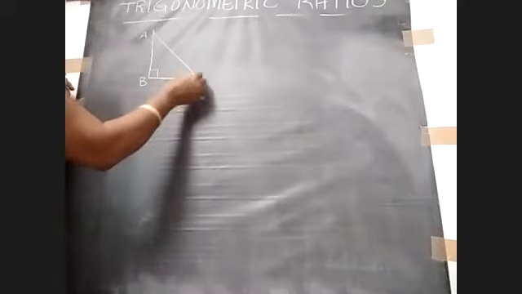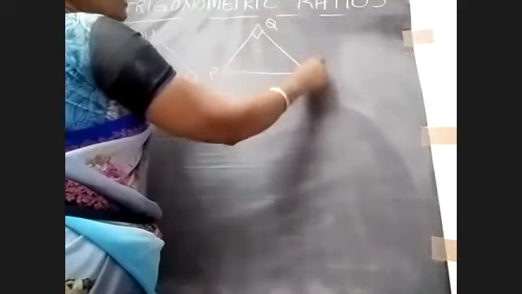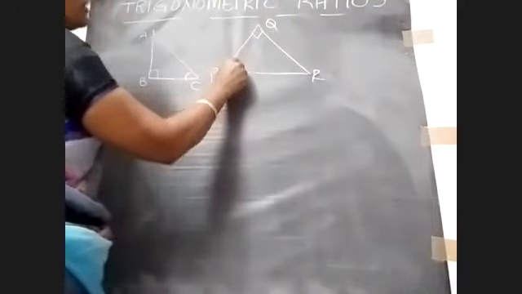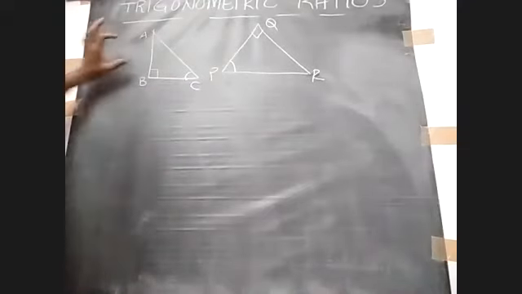So what are trigonometric ratios? In trigonometry, we have some ratios. What are those? Let us take an example. I have a right angle triangle ABC, and I am considering the acute angle C. And I have another right angle triangle, PQR, and I am considering the acute angle P.